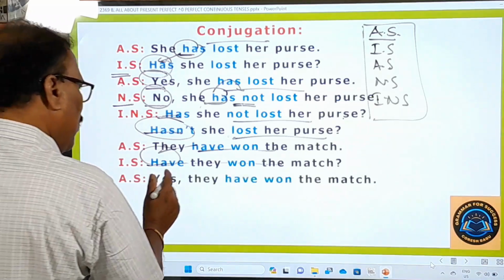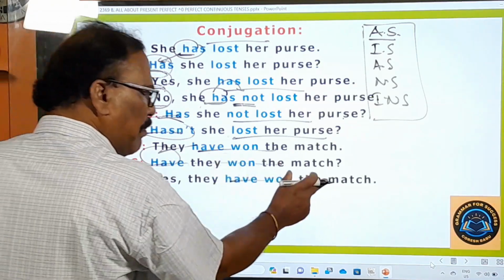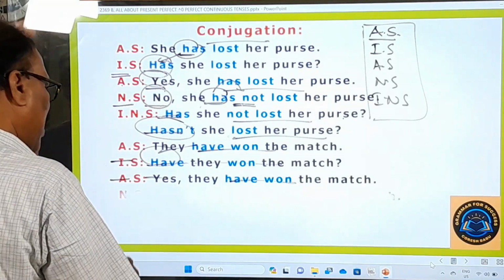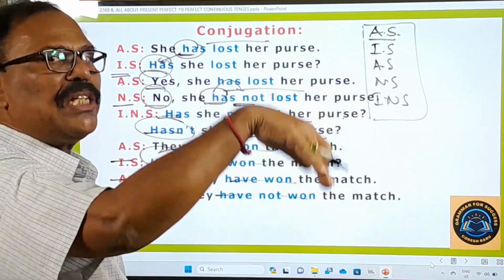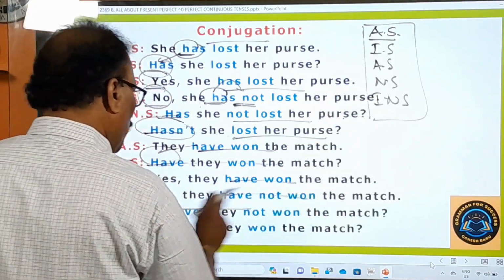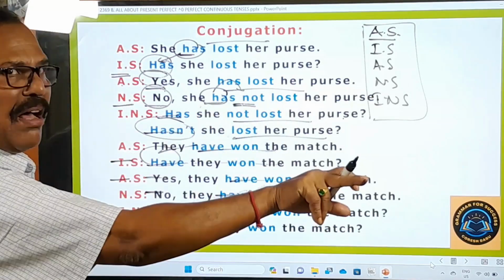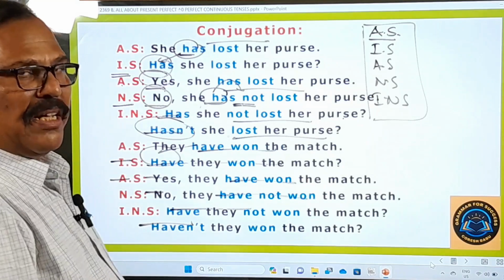Yes. If you say yes to this interrogative sentence, yes, they have won the match. If you want to say no, no, they have not won the match. That is the Telugu meaning. Right. Have they not won the match? Short form, haven't they won the match? Same meaning.